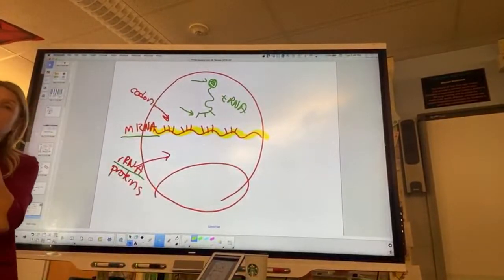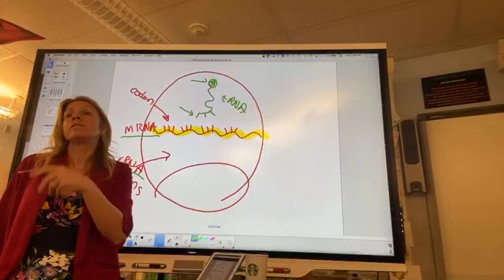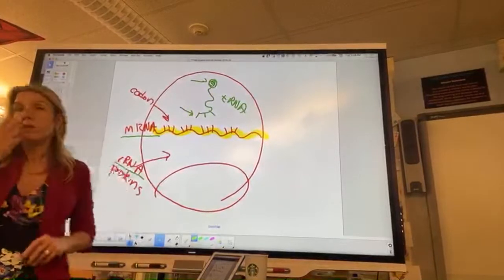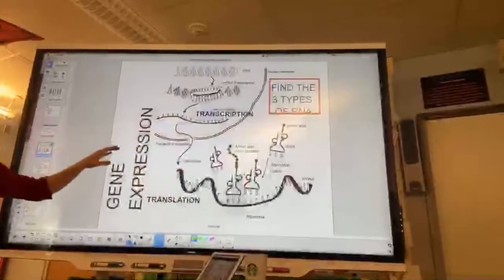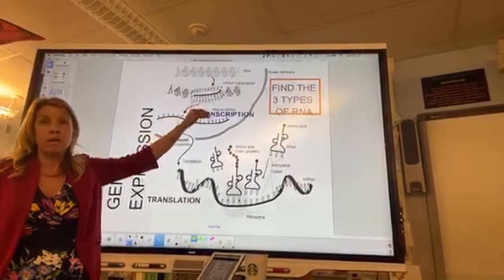Okay, yes? Does the small and large unit face the nucleus? No, it's not a cis-trans thing. Oh, okay. Yeah, it's in between. All right, so now let me go back to this, right? So transcription is any kind of making of RNA.